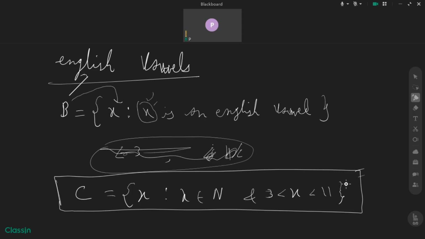So in this representation, we take a variable x and then define, using this x, the property of the elements of the set, and that property is not satisfied by any other element. In this way we can represent a set in the second form, known as set builder form. Now let us take some properties of sets.